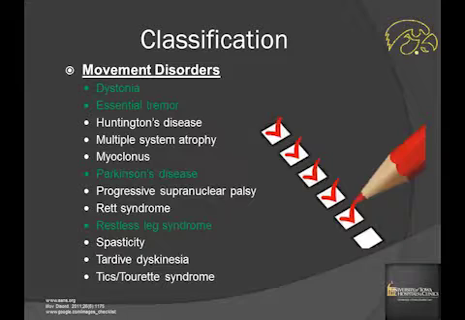So as I mentioned, there are a number of movement disorders that we're probably all familiar with. And like I mentioned on the last slide, we'll really just focus on the four that are highlighted in green. So dystonia, essential tremor, Parkinson's disease, and restless leg syndrome.